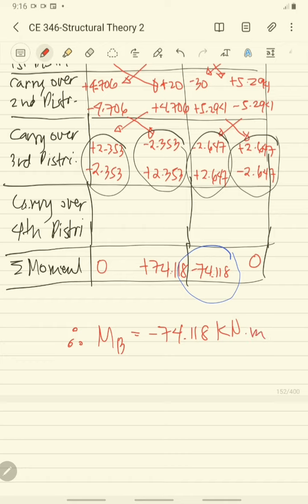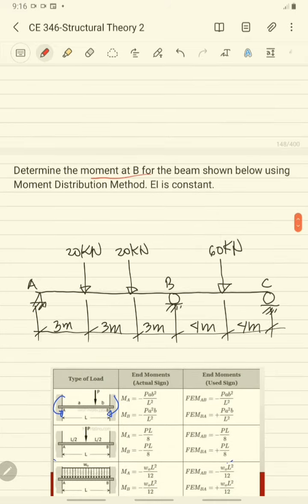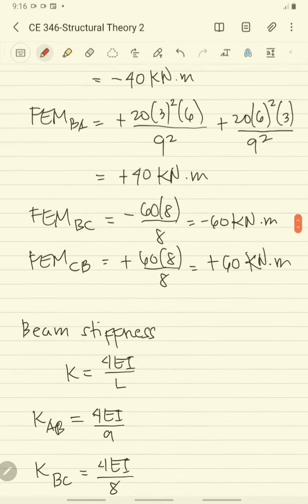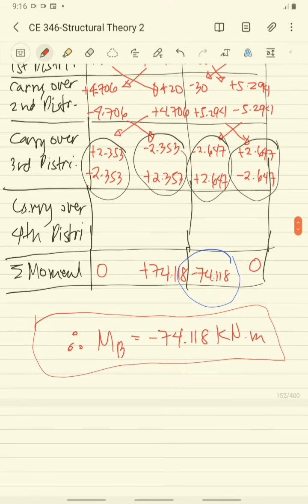Now you are ready. Since you already have the moment at B, you can get the reaction at A, reaction at B, and reaction at C. But since for our problem we are only going to determine the moment at B, we will stop here. So therefore, the moment at B is equal to negative 74.118 kilonewton meter.